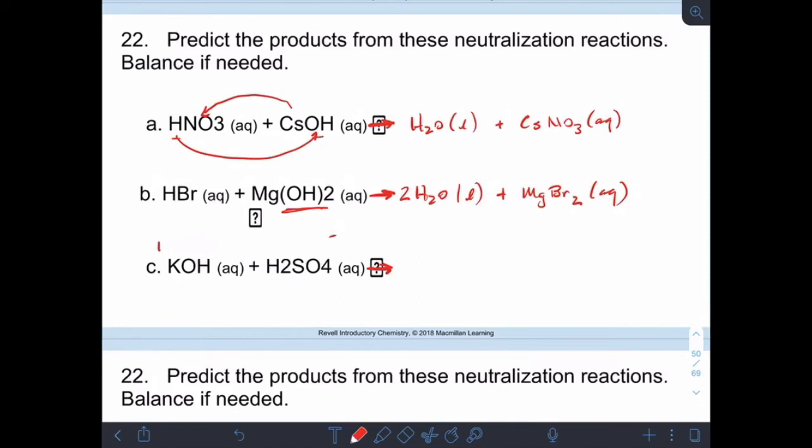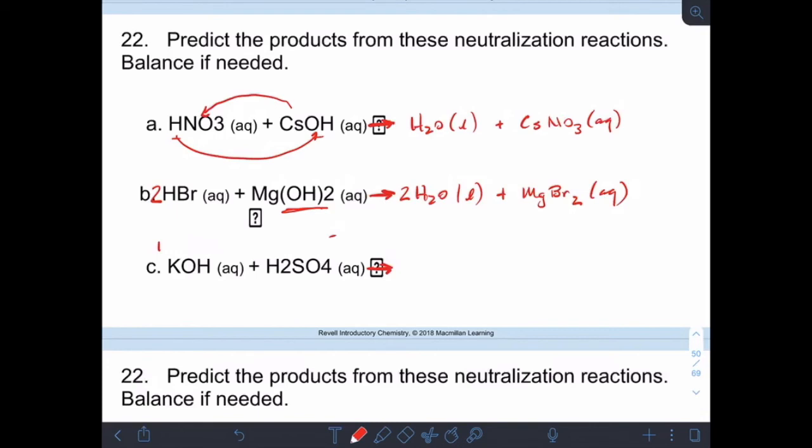Well, let's take a look. I need 2 bromines on the right and 2 bromines on the left. So let's take and put a 2 over here. And doesn't that give me 2 hydrogens with the HBr and then 2 more hydrogens with the OH? So that gives me 4 hydrogens total. And there's 1 magnesium on both sides. So there we go. All right.